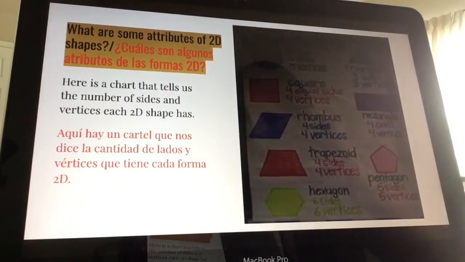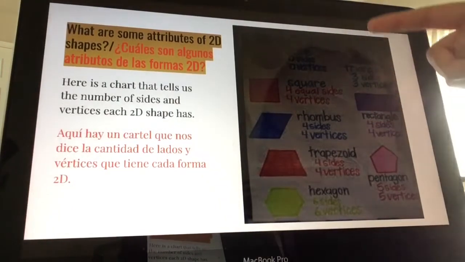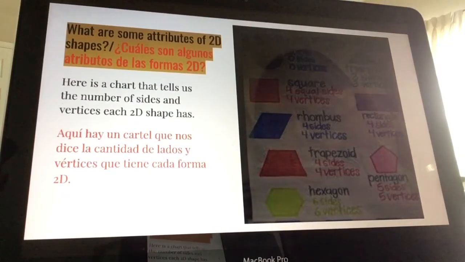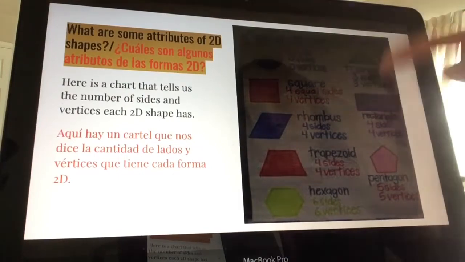What are some attributes of 2D shapes? Okay, so here's a poster that tells you the number of sides and vertices each 2D shape has. It might be a little bit dark. I will be posting it on the website. I'm gonna make a little button that says Carteles de Matemáticas, and I will post it on there so you guys can see it a little bit better. You can use this in your homework, but please try to do it by yourself first. Okay, do not copy what it says here.